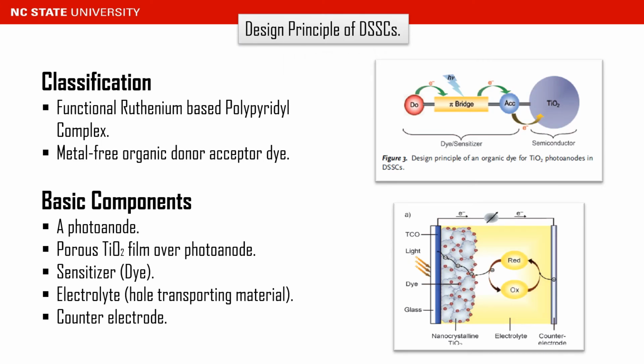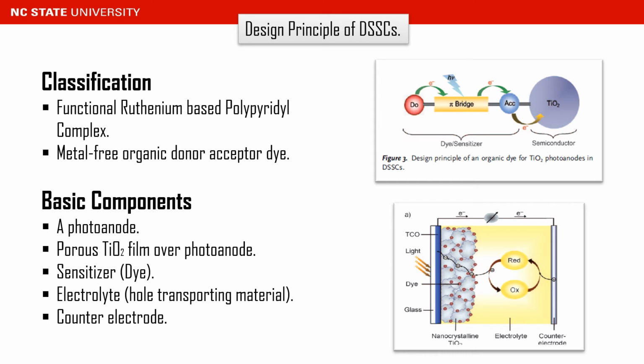Dyes used in dye-sensitized solar cells can be classified into two categories. Firstly, functional ruthenium-based polypyridyl complex dyes, and secondly, metal-free organic donor-acceptor dyes. The basic building blocks of organic metal-free dye in dye-sensitized solar cells are donor, pi bridge group, and acceptor. The pi bridge group is actually alternating carbon-carbon single and double bonds. The acceptor group is connected with the titanium oxide membrane that is coated over the photoanode.